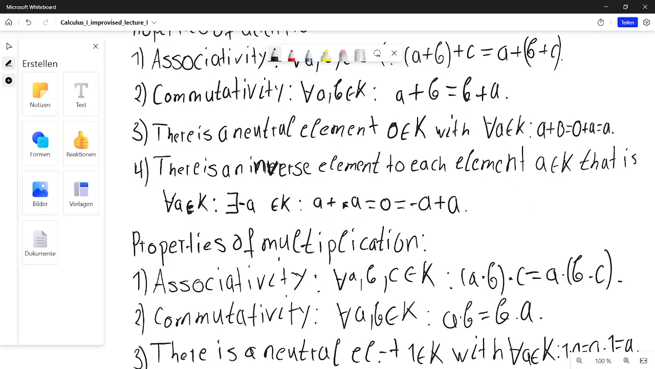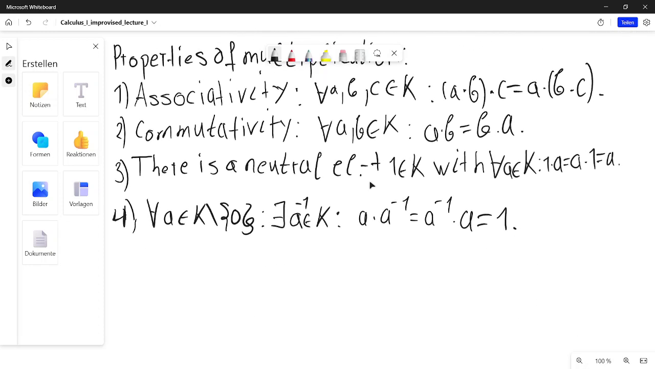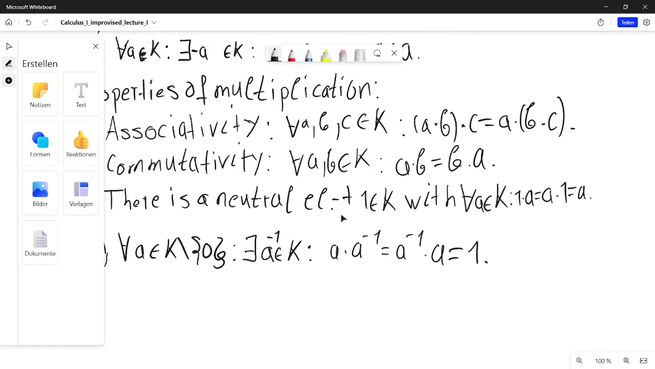So it is not necessarily a plus minus a, but it could be b plus minus a, because minus a is just a legitimate element of k for any a. All right. And same, of course, for division. Division is just multiplication with an inverse element.